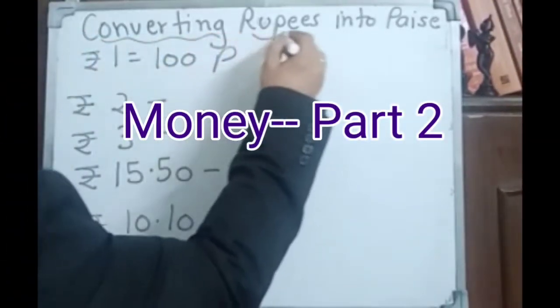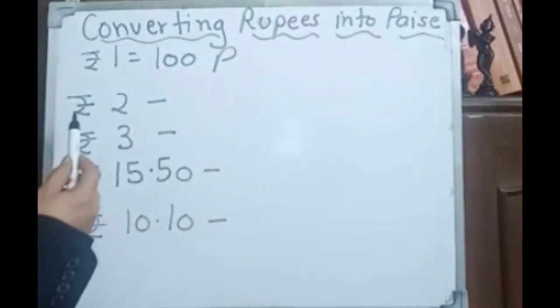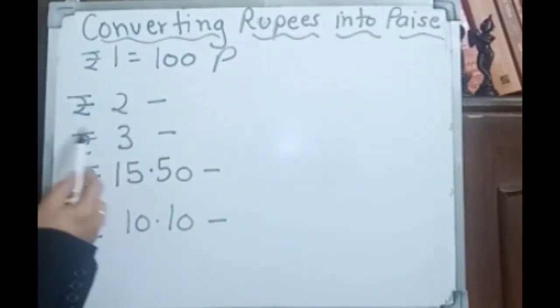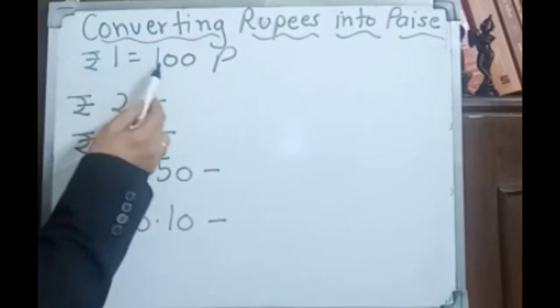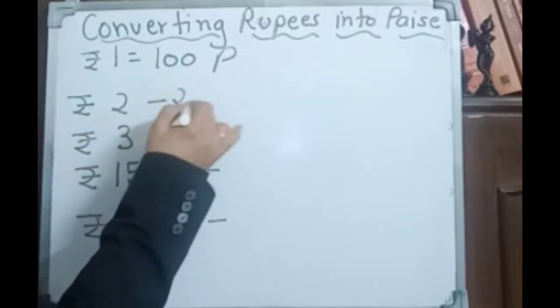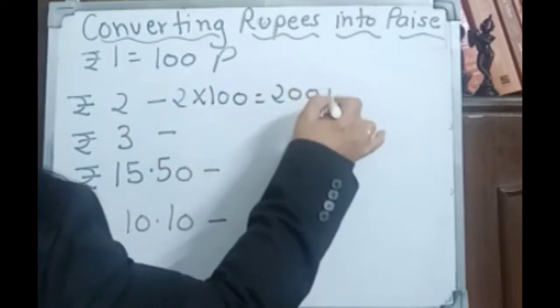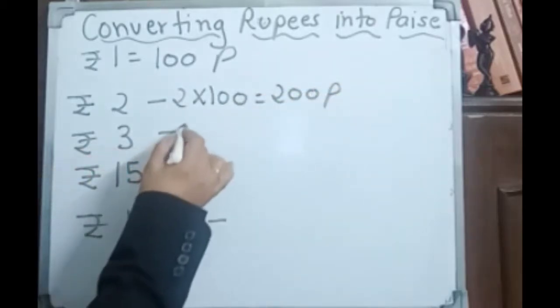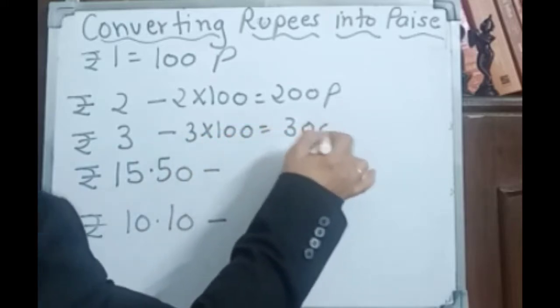Here we are converting rupees into paisa. So there are two types of sums here. Simple ones like rupees 2, rupees 3. This is very simple. We all know that for rupees 1 we have 100 paisa. So what to do? Rupees 2 is 2 into 100, which means 200 paisa. Rupees 3 is 3 into 100, 300 paisa.